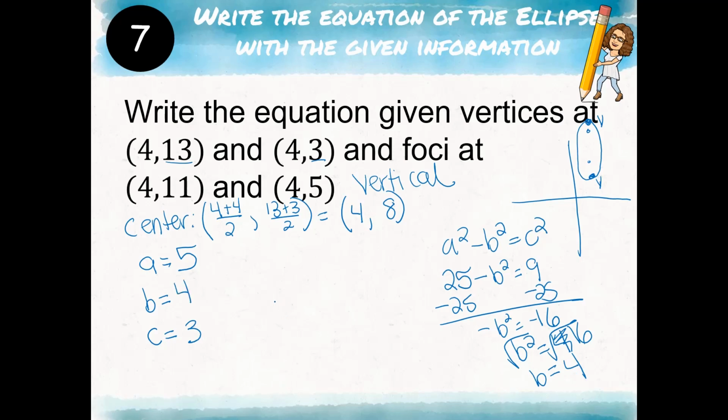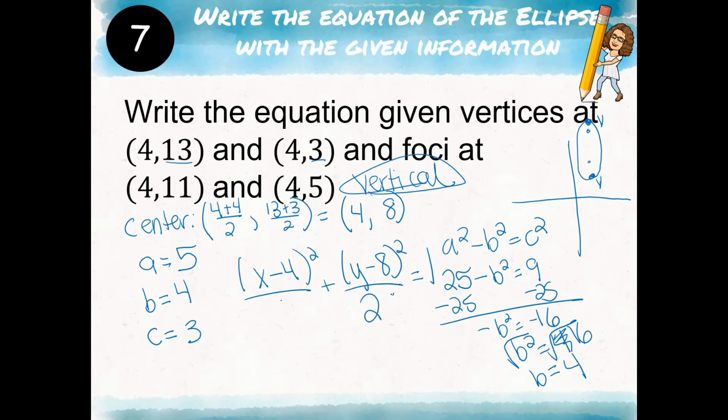Now, I have all the pieces. Let's write out our template. We know it is x something squared over something plus y something squared over something equals 1. My center is 4, 8, so I'm going to write those in the parentheses. We said this is a vertical ellipse, so the a value squared has to go under the y, so that's going to be 25. My b squared is going to go under the x. Notice, c is not being used. The only reason c was created and used is because we needed it to unlock the b value for us.